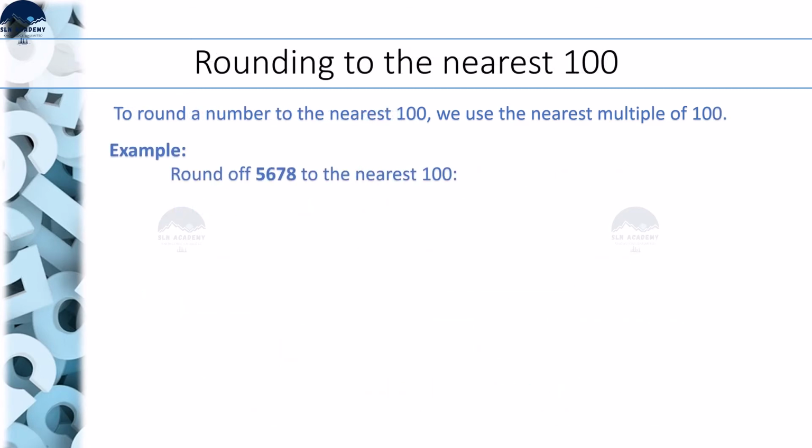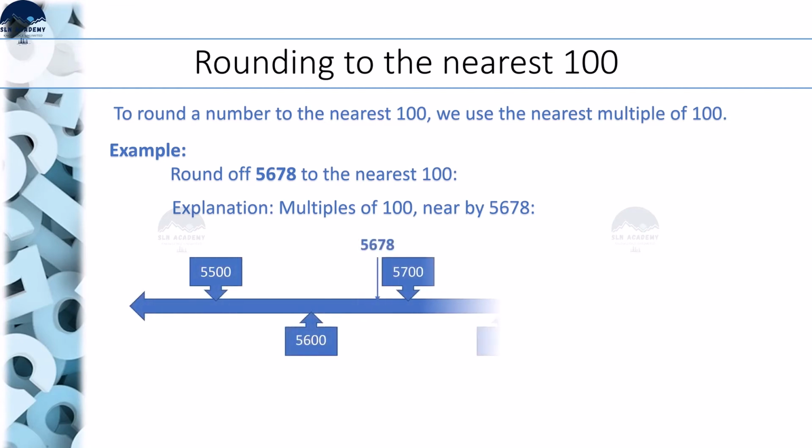Rounding off 5678 to the nearest 100. Take multiples of hundreds nearby the number 5678. 5500, 5600, 5700, 5800, and 5900 are some multiples of hundreds which are nearby the given number 5678.